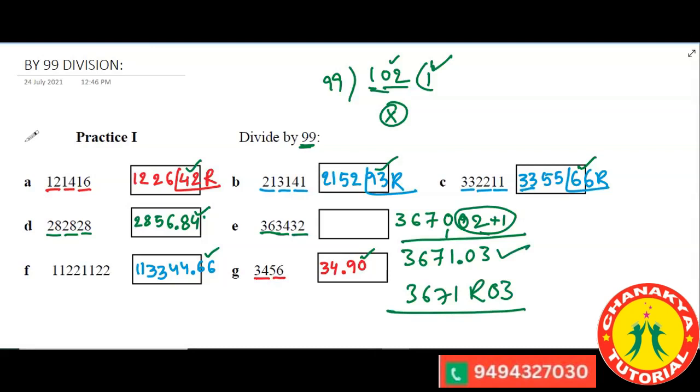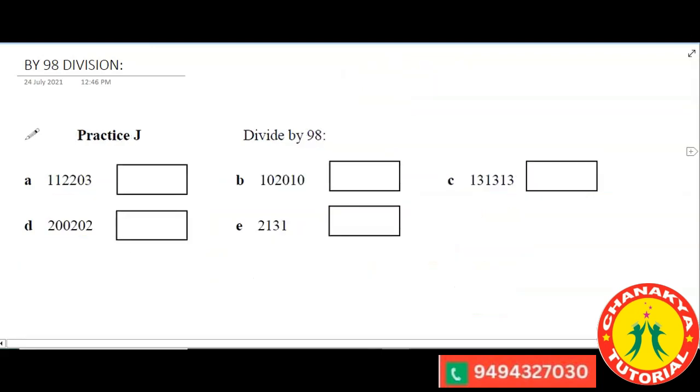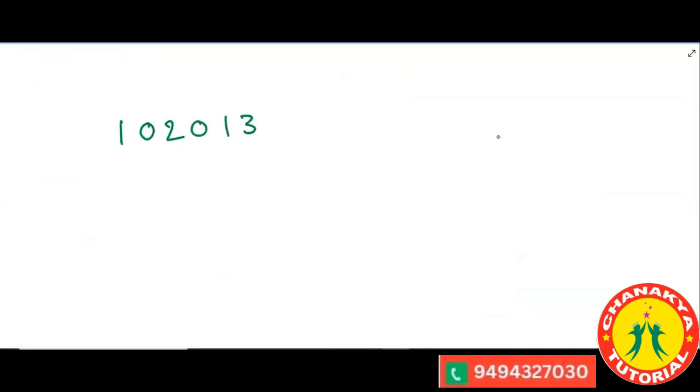Okay. Next is division by 98. Let me do one example question and later we'll do the exercise. 102013, suppose, divided by 98. As in the previous class, we have seen division by 8. When we are dividing by 9 and when we are dividing by 8, what is the difference in these two? We multiply it by 2 and then add. Yes, we will multiply it by 2 and then add it to the next digit.